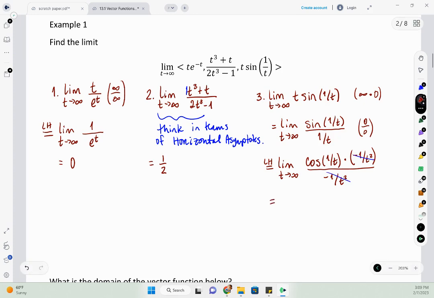That means we can go ahead and say, well, this is just equal to the limit as t goes to infinity of cosine of 1 over t. As t goes to infinity, this is going to be cosine of 0, which is 1.